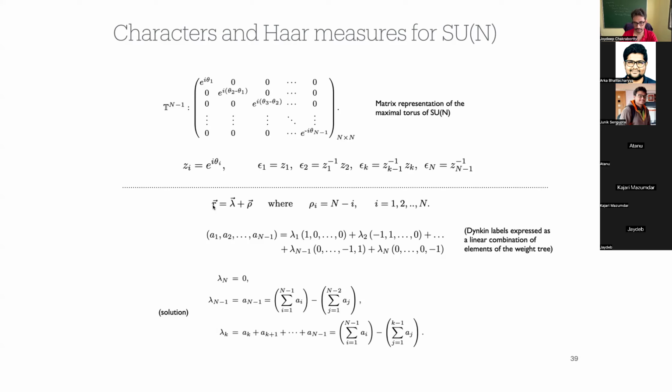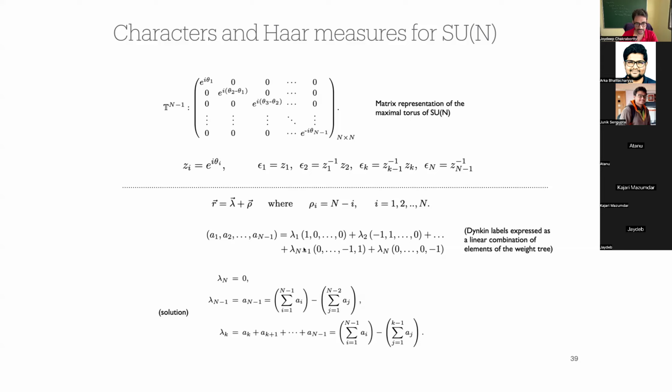Sir, what is the lambda part? Could you just re-explain once? Okay. So what I'm saying is that the elements of the weight tree form a basis, and in that basis, any representation I can write down. This is a Dynkin label or Dynkin index for any representation. So if you know the representation, you know A1, A2, all those things, you can write that down as lambda i times some vector, let me call it psi i. Psi i is basically this thing. i runs from 1 to n.